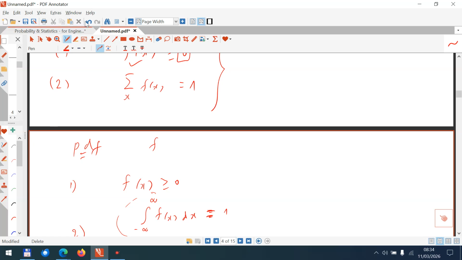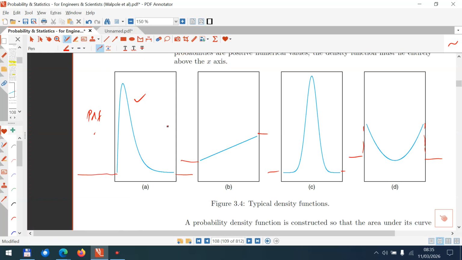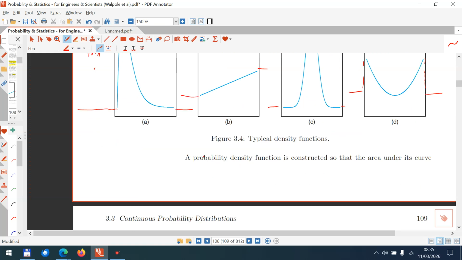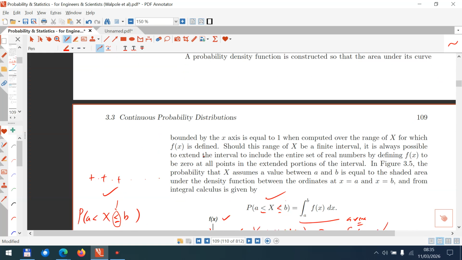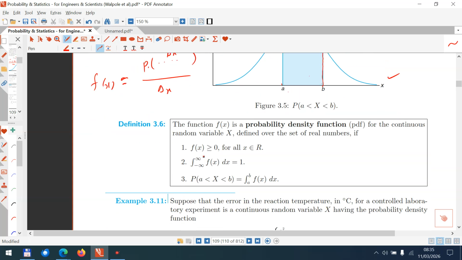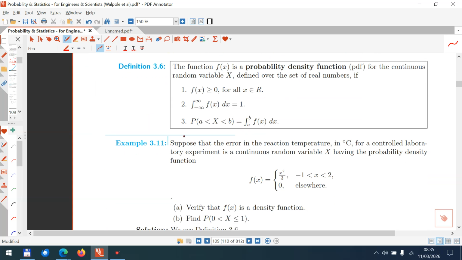So these are the checks which you must actually perform before accepting a given function. This must be non-negative for all real values. This must be the case. And now we have a new rule that between any two points, the integral from a to b is just the probability, and it doesn't matter whether you have these equal signs or not.